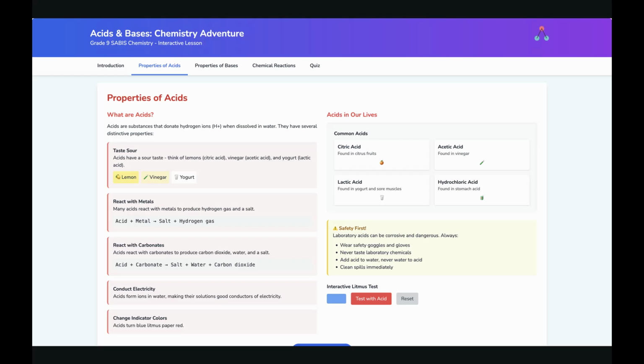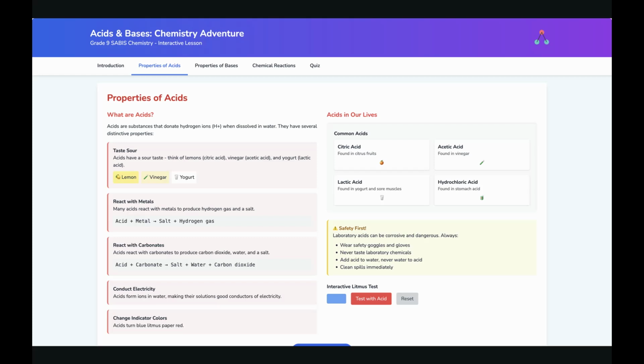They react with metals. If you put any acid with a metal, they will react together and form salt and hydrogen gas. This is very important to remember. Reaction with carbonates: acids react with carbonates, these types of compounds, to produce carbon dioxide, water, and salt. So if you react any acid with carbonate, it will produce salt, same as the previous reaction with metals, but here instead of hydrogen gas, you will get water and carbon dioxide.